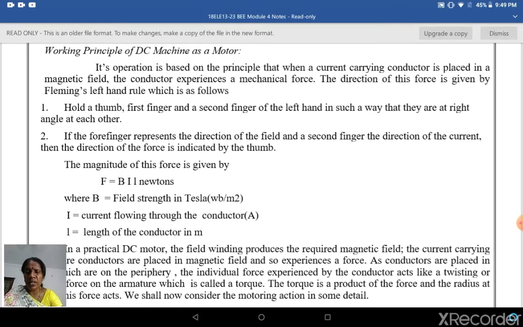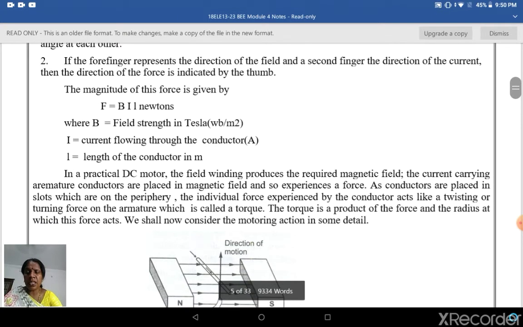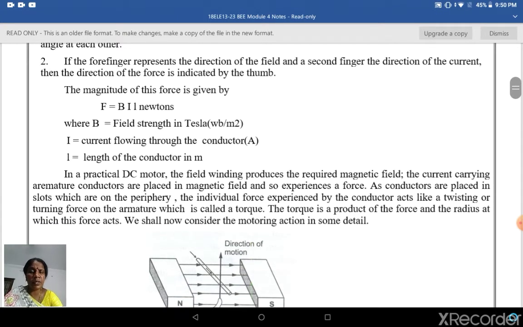B is the field strength in Tesla, I is the current flowing through the conductor, and L is the length of the conductor. In a practical DC motor, the field winding produces the required magnetic field. The current carrying armature conductors are placed inside the magnetic field and so experience a force. As the conductors are placed in slots on the periphery, the individual force experienced by each conductor acts like a twisting or turning force on the armature, which is called torque. The torque is the product of the force and the radius at which this force acts.